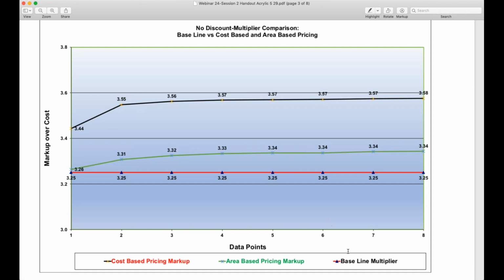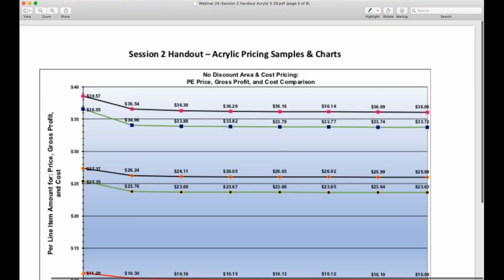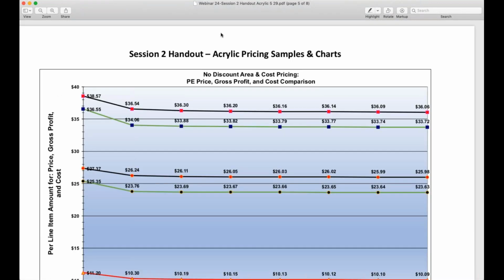So the red line is what I perceive to be the floor, the baseline multiplier. The green is what the multiplier would be for area-based pricing, and the black one is what it would be in a cost-based scenario. So this is no discounting, okay? Now I'm going to come down to the next page. I skipped one.